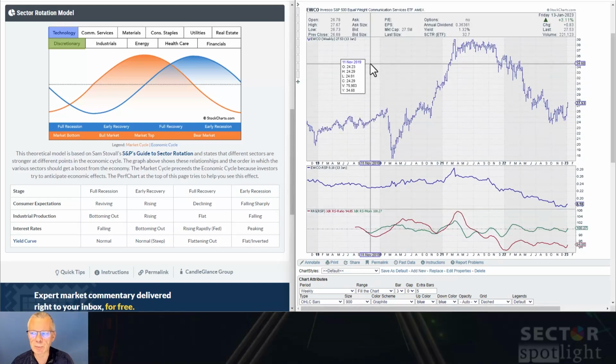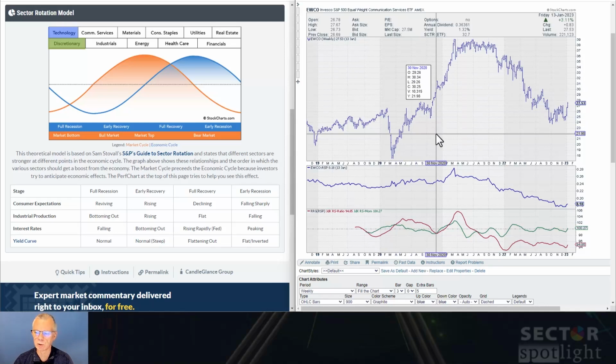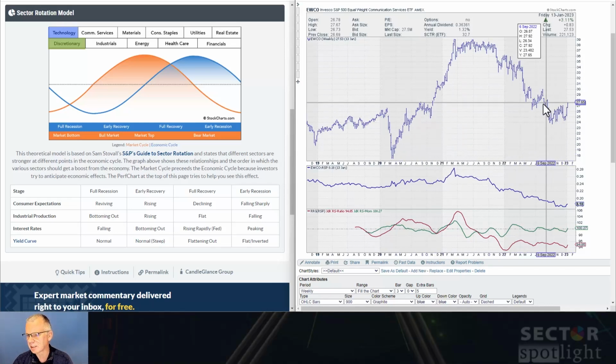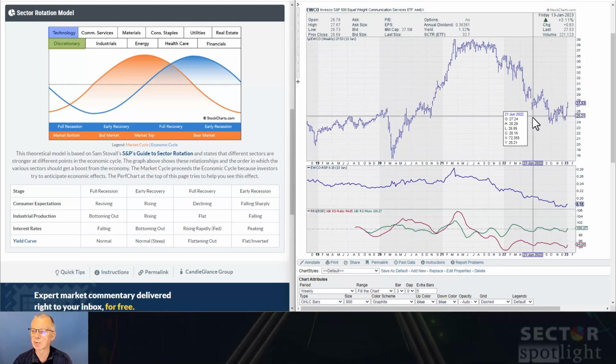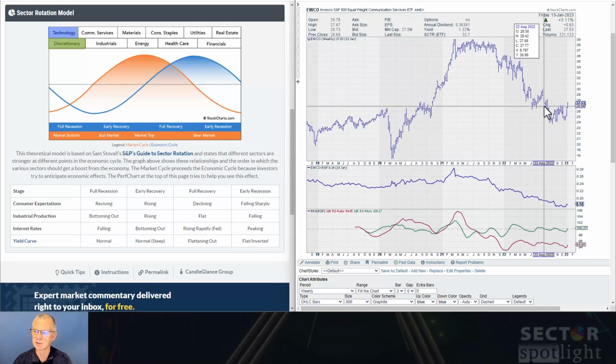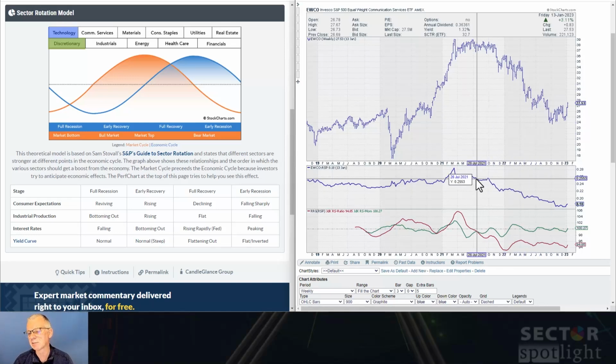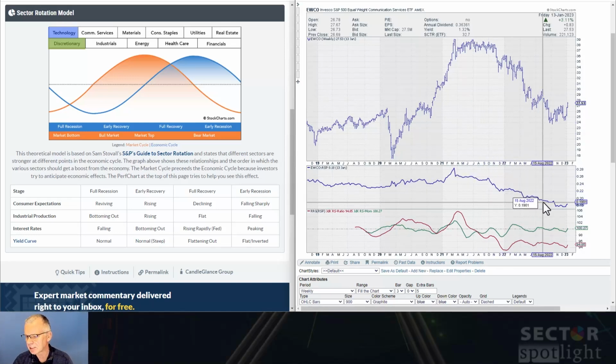The next one is communication services. Here also, you can see that there is a nice breakout on the price charts, breaking out of something like a double bottom, and that downtrend has now ended. The only thing that's not super strong yet is the relative strength. You can see that this series of lower highs and lower lows is still intact. The last two lows were at the same level, which is a good thing, and you can see the improvement picking up, but it's definitely not turned around yet.